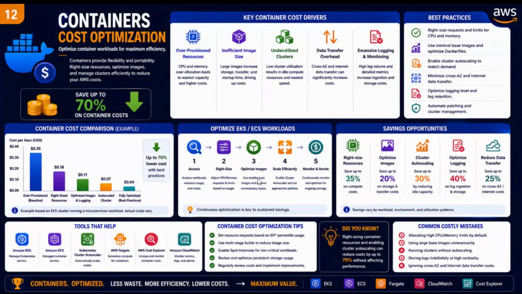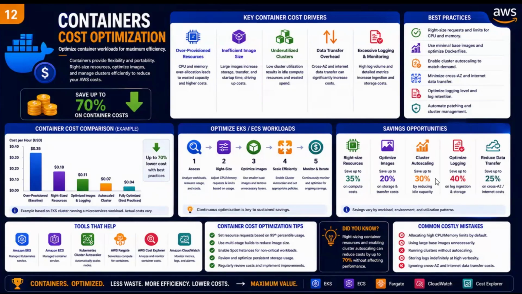So over this container cost optimization, there is a saving opportunity. If you go through right-sizing resources, then you'll get 35 percent savings on compute cost. Optimize images to save up to 20% on storage and transfer cost.